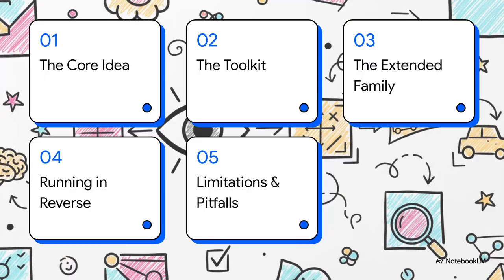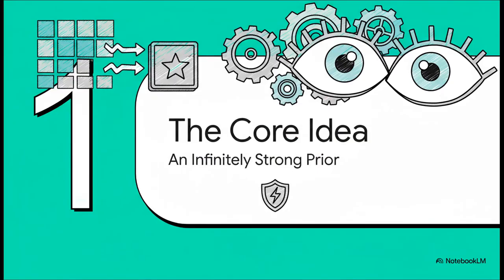All right, so here's our game plan for this deep dive. First, we're going to get to the heart of convolution, this idea of it being a powerful built-in assumption. Then, we'll look at the tools we use to tweak it, like padding and stride. After that, we'll explore some of its interesting cousins, figure out how to run the whole process in reverse, and finally, we'll get real about its limitations and where it can fail. Okay, let's get right into it.